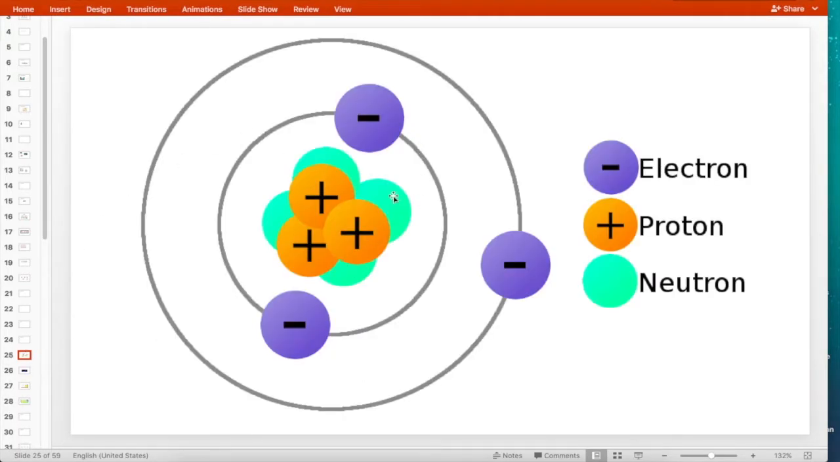So here's a simplified version of this. The protons and the neutrons are compacted here in the middle of the nucleus, and the electrons are around the outside. In reality, these electrons do not orbit nice and neat around the nucleus. Electrons are actually very, very, very strange.